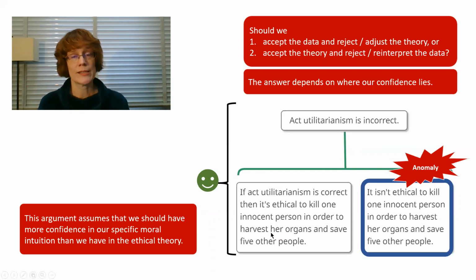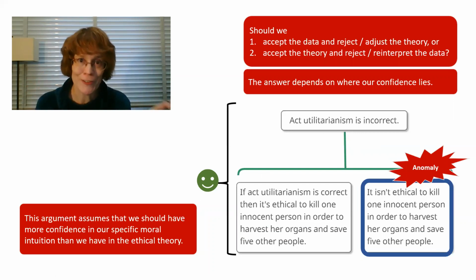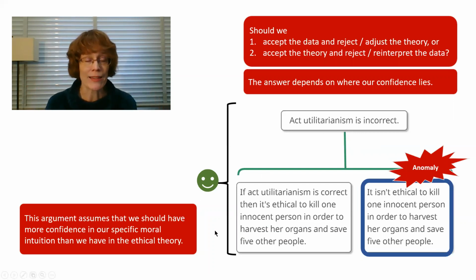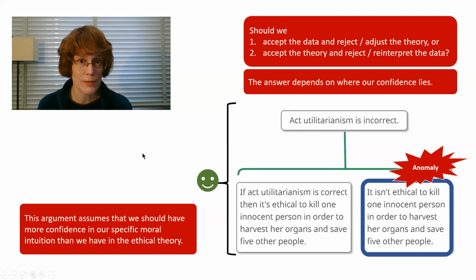Should we accept the theory and reject the data and say, guess what? It might be right to kill one person to save 5 others. Or should we accept the data and reject the theory? And this argument does that. This argument effectively assumes that the confidence we have in our moral intuitions, at least in this case, is better placed than the confidence we have in an abstract ethical theory, at least in this instance.